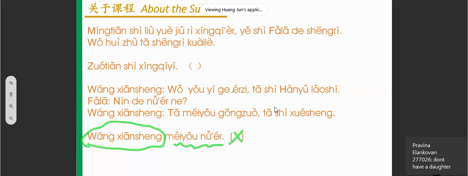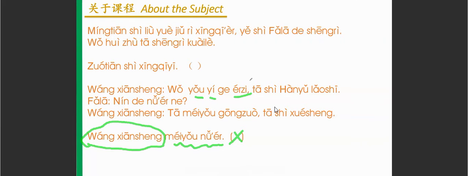So 王先生 said 我有一个儿子. 有一个儿子 means I have a son. 他是汉语老师, he is a Mandarin teacher. So Farah asked 您的女儿呢? Which one in this sentence is the question word? Very good, it's 呢, right? It means how about. 您 has the same meaning as 你. 您 means you, used for respect. When you respect the person, we use 您. So how about your daughter?